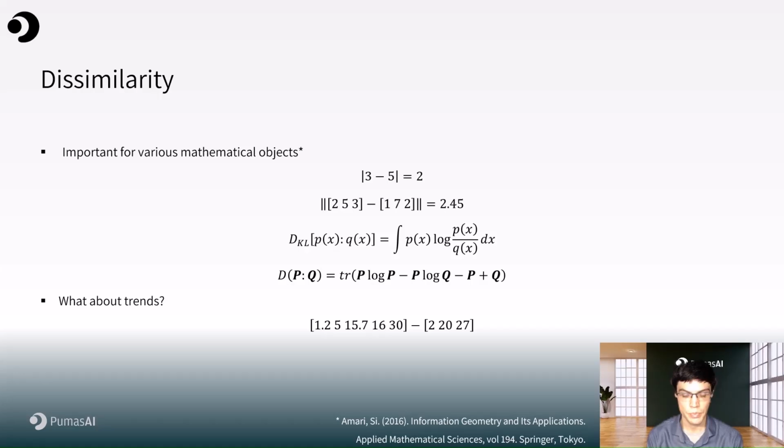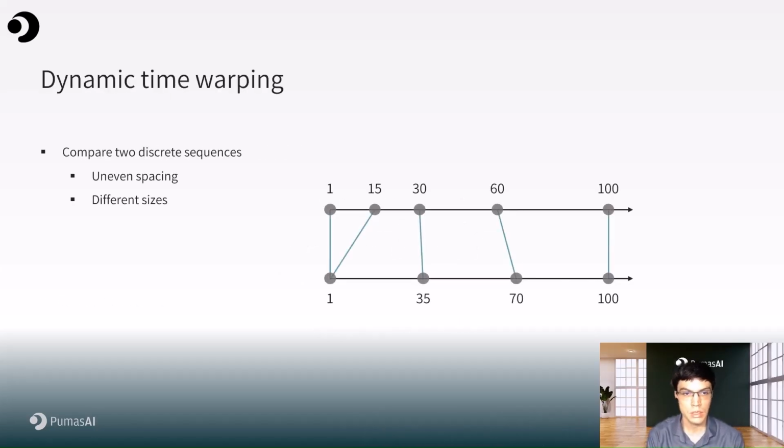So here on the last line, on the left, you would have a patient with 5 measurements and you want to calculate some type of dissimilarity against a patient that has only 3 measurements. And of course, both trends have uneven spacing and sometimes very different measurements. So in this last case is where dynamic time warping comes in our analysis. It is a method to compare two discrete sequences with the advantages that it is able to handle uneven spacing and also different sizes, which is really important in our case.